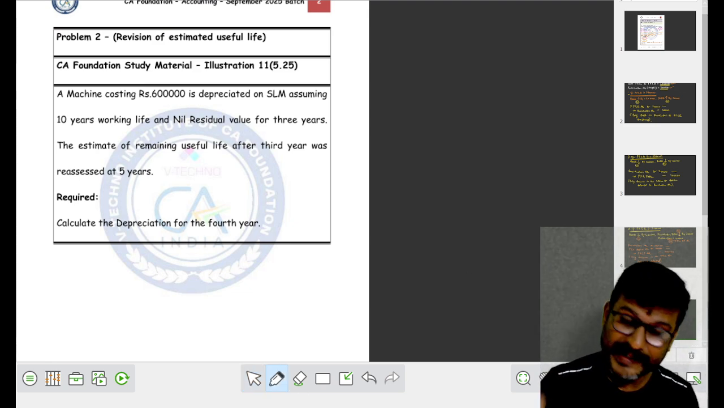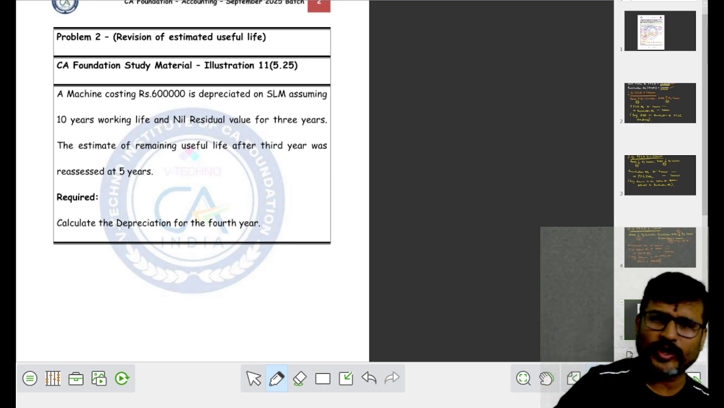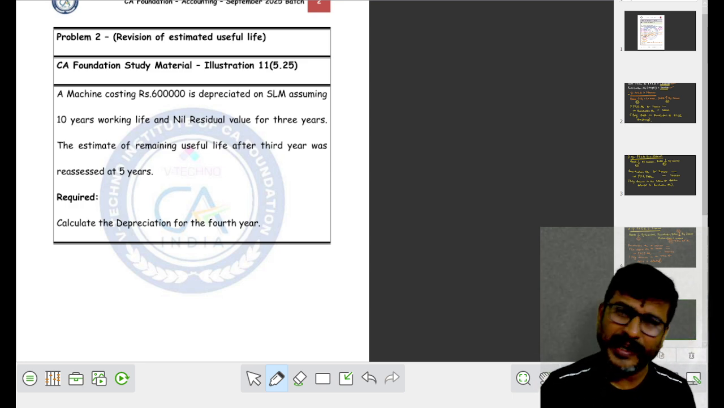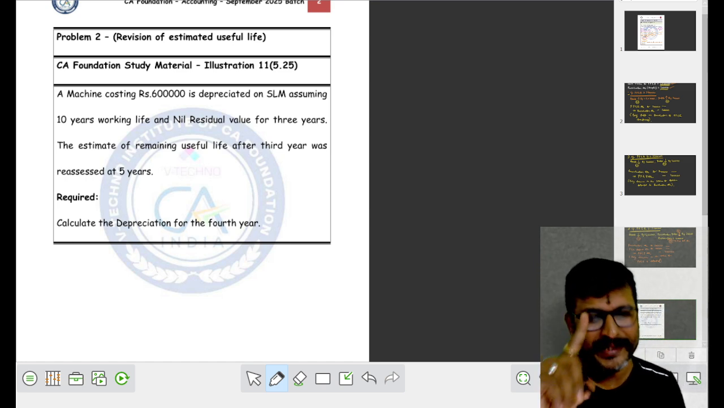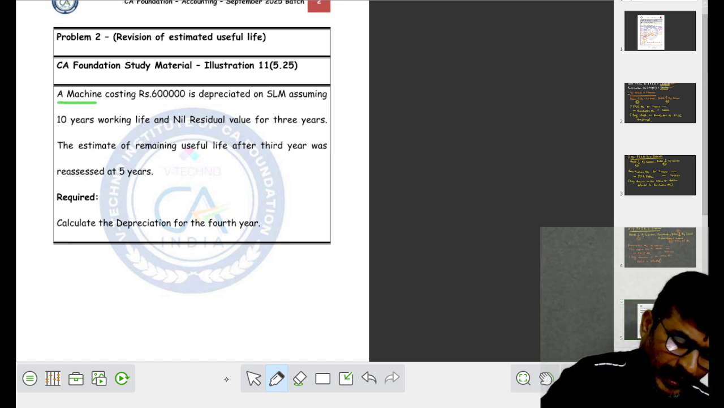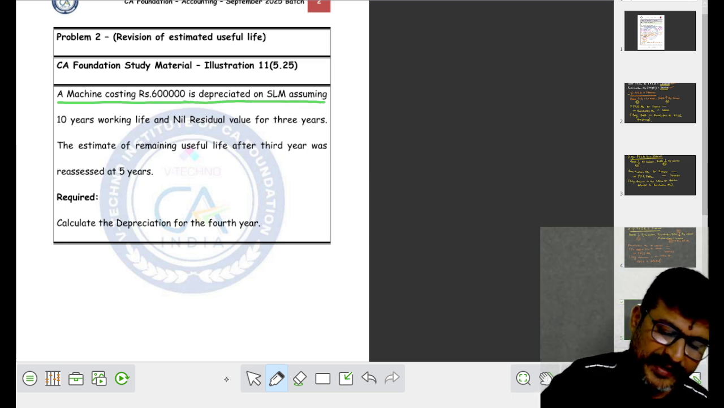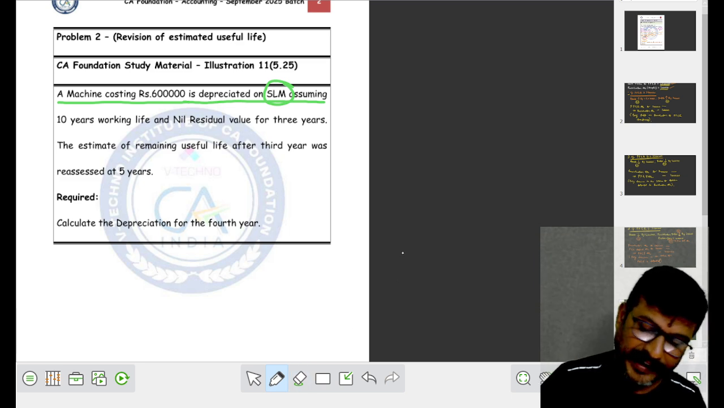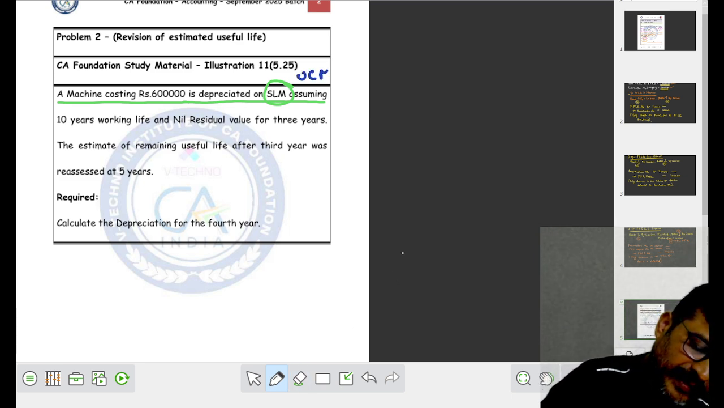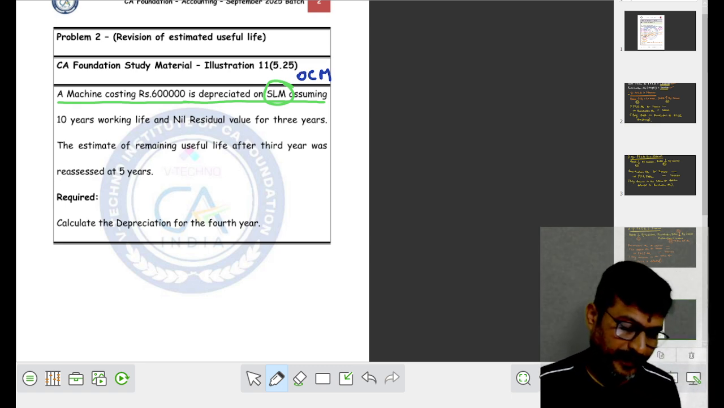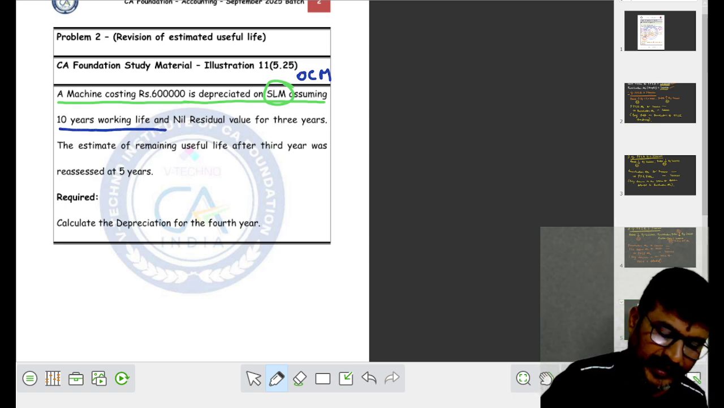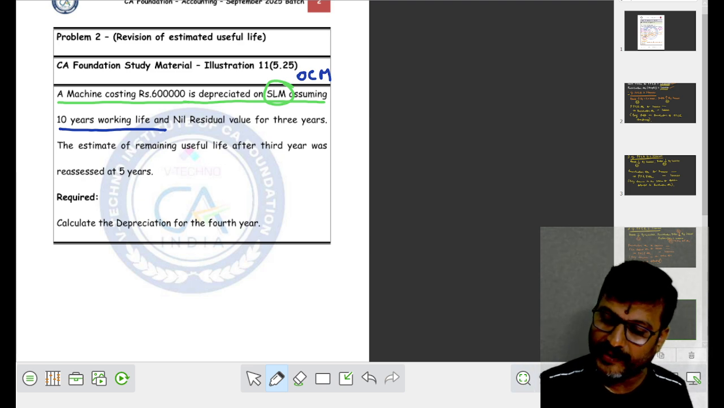Very simple question. It is all extra questions. I solved around 4 to 5 problems, and I explain all the 4-5 problems in a single video. A machinery costing 6 lakh is depreciated on straight line basis. What do you mean by straight line basis? It is nothing but original cost method. Assuming 10 years working life. Let me write a solution.